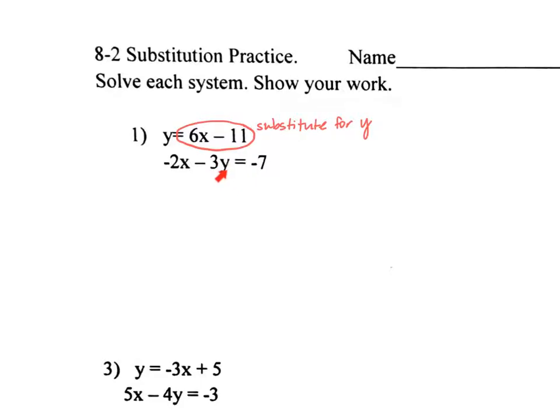And we're going to substitute that 6x minus 11 right there. And see what's happening with this y. It's multiplying with this minus 3 right here. So this gets a little bit tricky. But we're going to write negative 2x minus 3, times, instead of y, we're putting 6x minus 11. And that's going to equal negative 7.